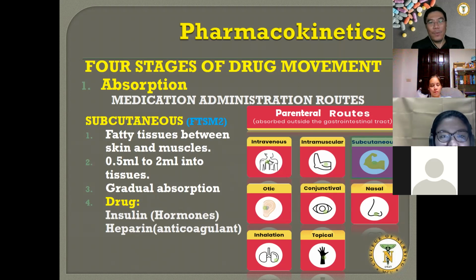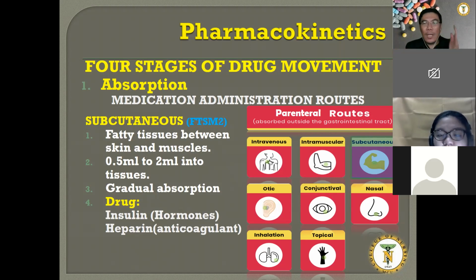FTSM2. So what do you mean by FTSM2? Subcutaneous is through fatty tissues, SM between skin and muscle. Okay, the location is between the skin and the muscle. That's why, class, for subcutaneous administration, you will only give it via 45 degrees.